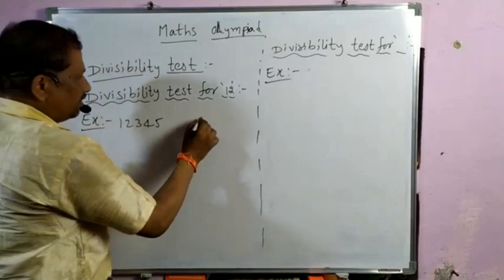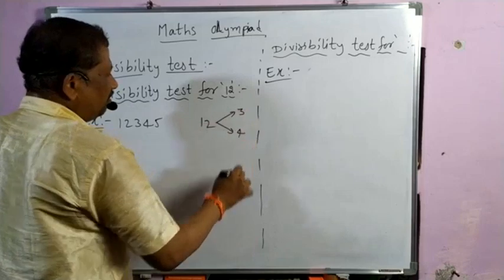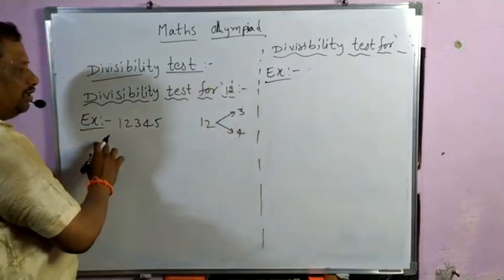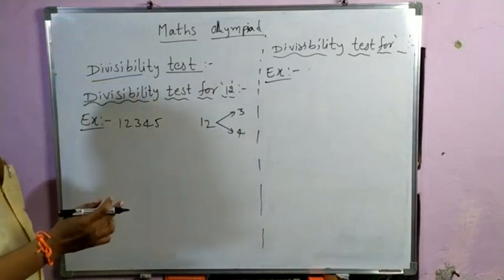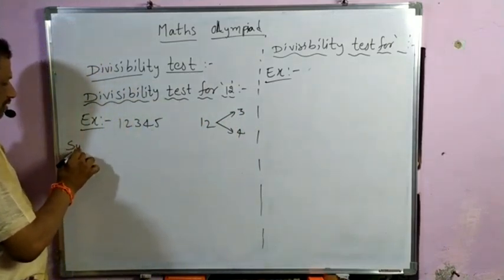Okay. So the factors of 12. What are the factors of 12? 3 and 4. First test for 3. 3 means the sum of the digits. If it is divisible by 3, then it is divisible by 3. So the sum of the digits.